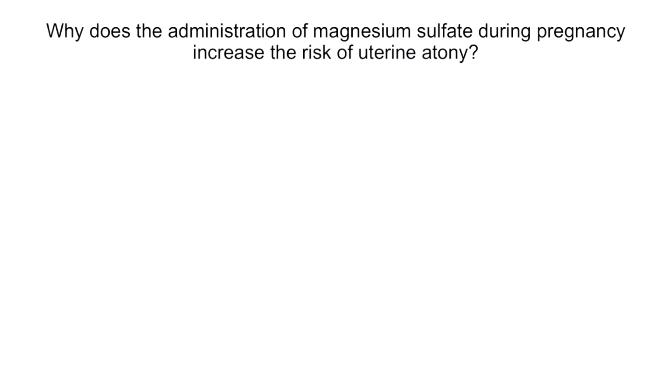All right, let's try a question. Why does the administration of magnesium sulfate during pregnancy increase the risk of uterine atony? Magnesium sulfate is commonly used during pregnancy, particularly as a way of preventing seizures in patients with preeclampsia. In addition to its anti-seizure effects, this drug has tocolytic properties, meaning that it decreases the contractility of the uterus. Because of the secondary effect of uterine relaxation, uterine atony and subsequent postpartum hemorrhage can result.